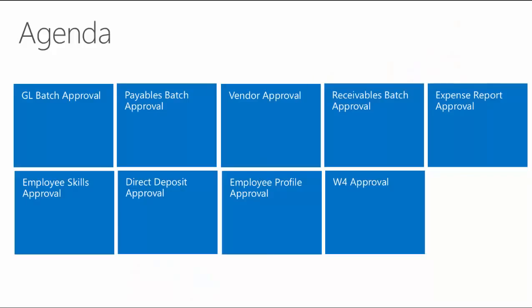For our agenda today, we're going to take a look at the new workflows that were released in GP 2015. They are GL batch approval, payables batch approval, vendor approval, receivables batch approval, expense report approval, employee skills approval, direct deposit approval, employee profile approval, and W-4 approval.